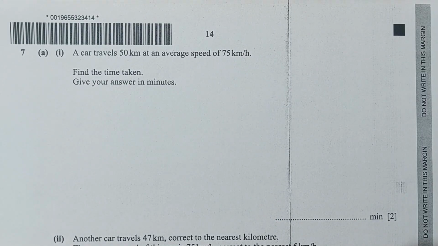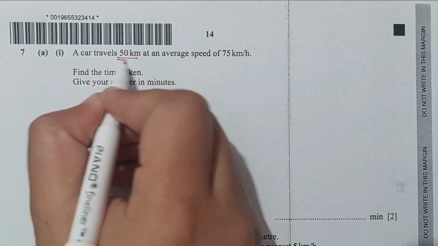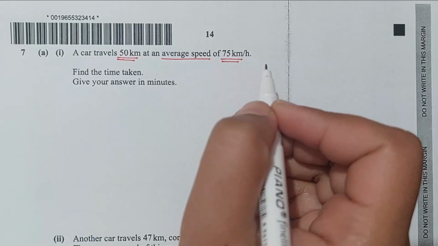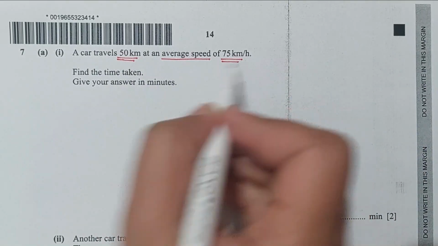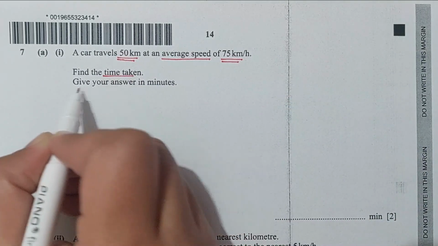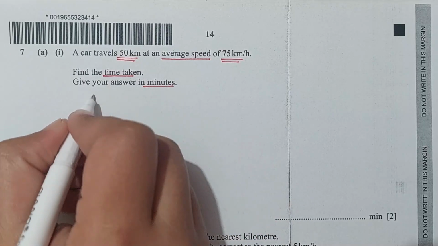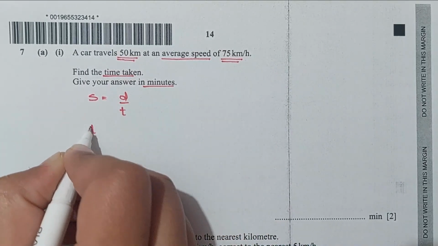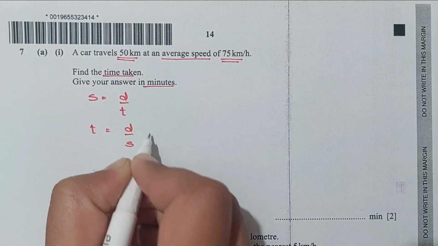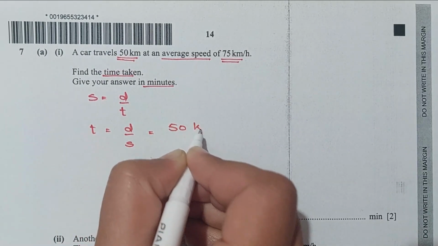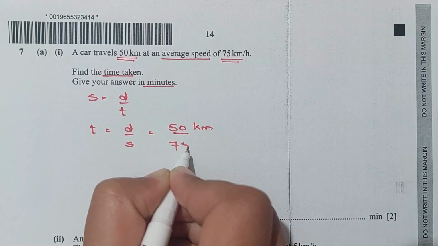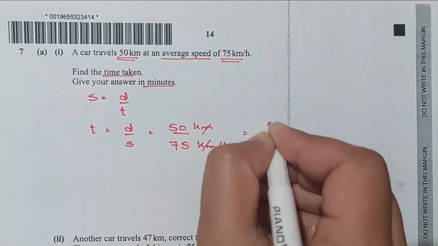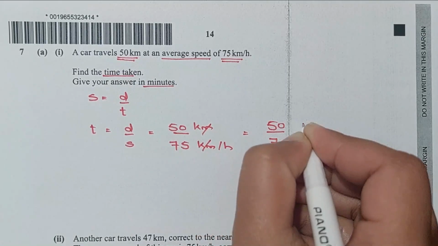Question number 7, part A1. A car travels 50 km at an average speed of 75 km per hour. We have the distance, we have the speed. Find the time taken. Give your answer in minutes. So speed equals distance over time. We have to solve for time. This would be distance over speed. The distance is 50 km and the speed is 75 km per hour. Kilometer is cancelled with kilometer. This is 50 over 75 hour.